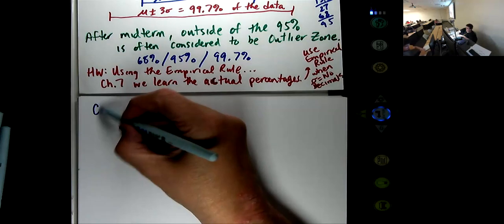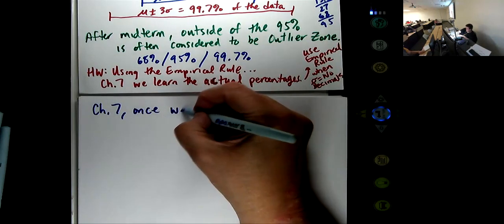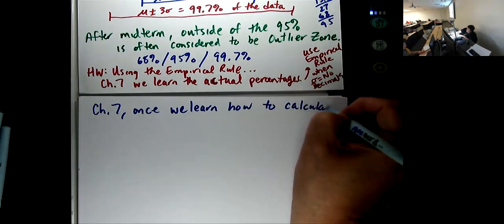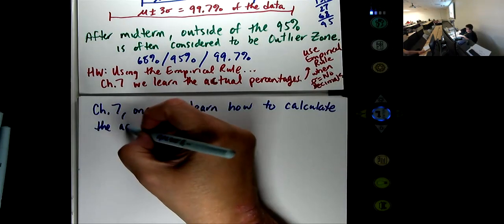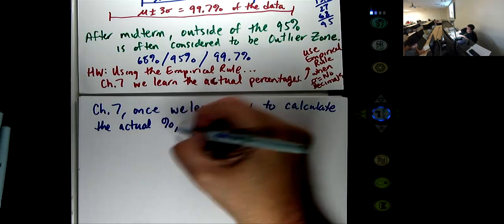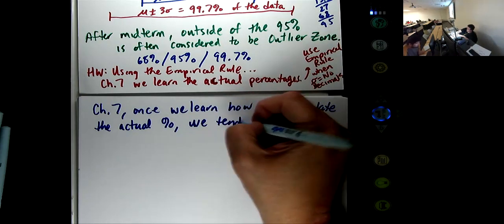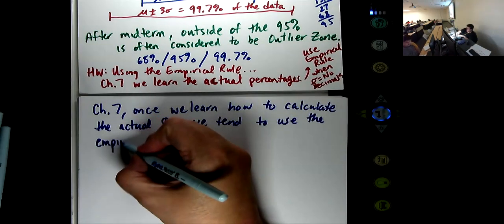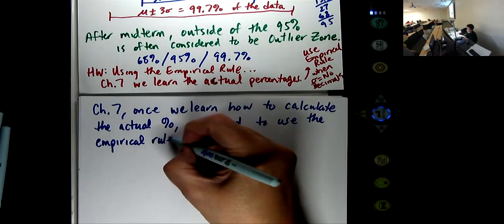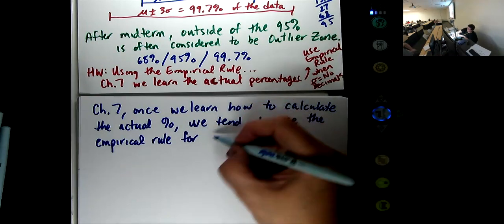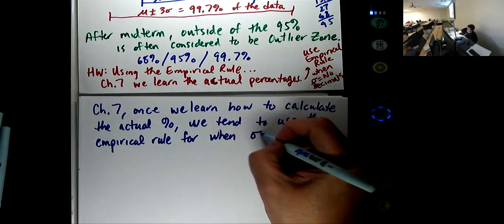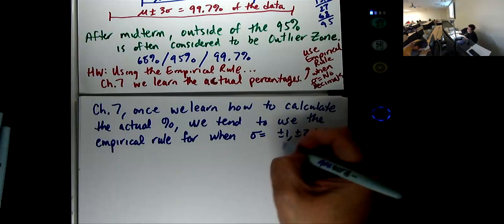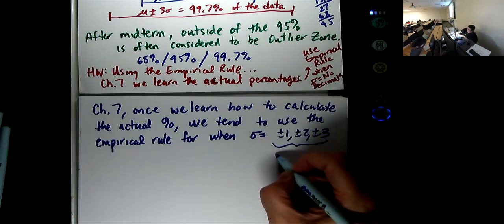In chapter 7, once we learn how to calculate the actual percentages, we tend to use the empirical rule when sigma equals plus or minus 1, plus or minus 2, plus or minus 3, kind of like the whole numbers, the integers.